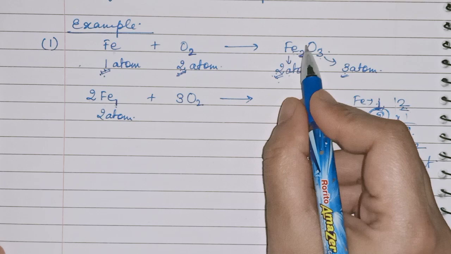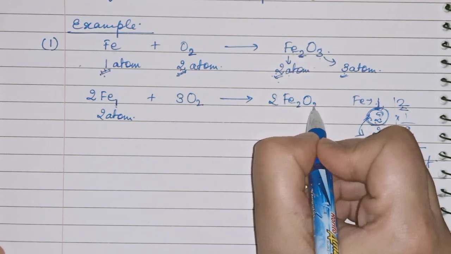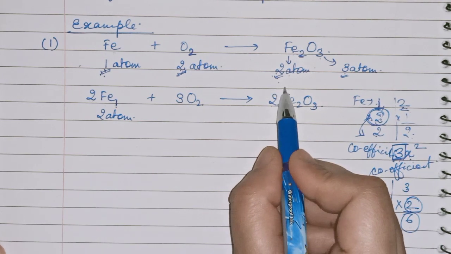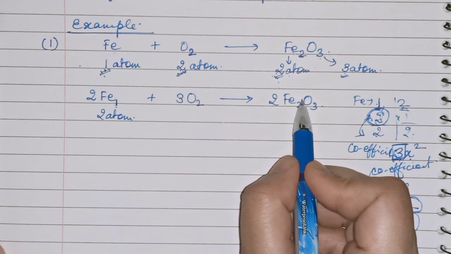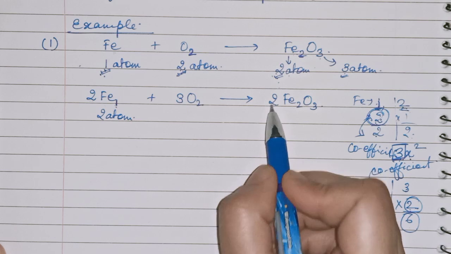And see here, children, you cannot put 2 in between the chemical formula. This coefficient is for the iron oxide. You cannot put it in between these two symbols. You have to put it as a coefficient.